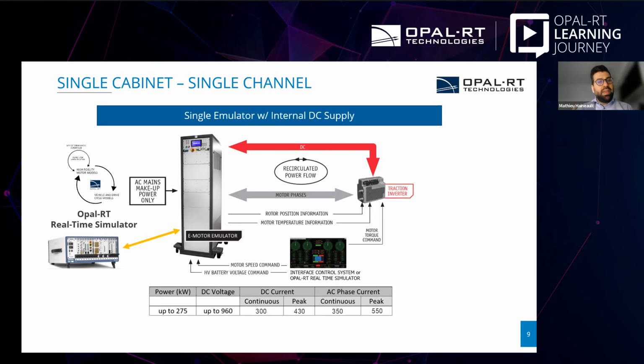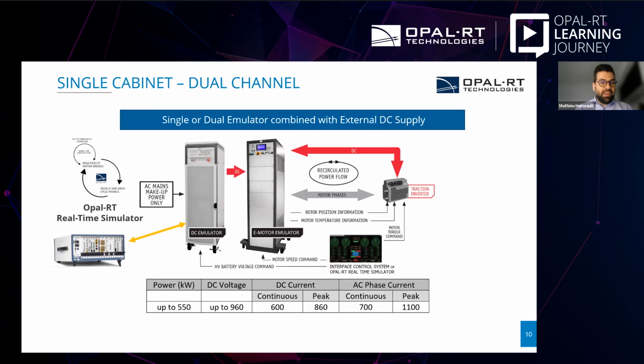In this case, we can embed the DC supply for the whole system in the same cabinet. Now, if you want more power density, we can have the EME in the center here with a dual channel configuration. So all the power ratings and currents are doubled. In this case, we can use it as a single 3-phase output with double the power, or you can use it as two separate 3-phase machines, or we can have a single 6-phase machine with those AC current and power ratings.